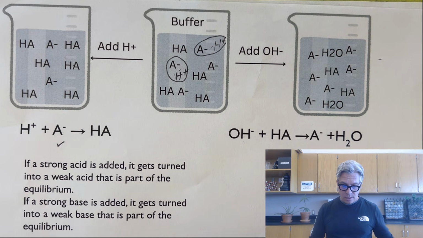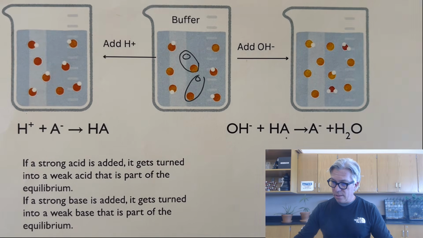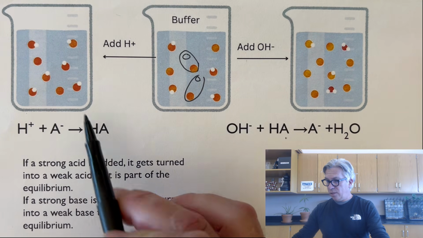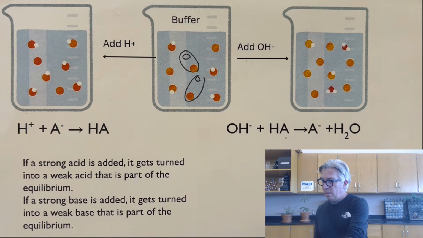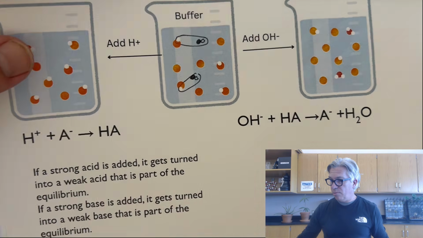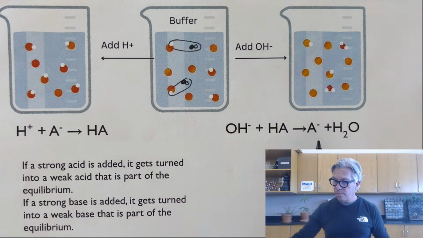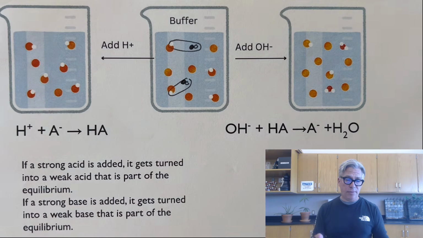Okay? And we also saw that in terms of the molecular model drawings. Adding more protons, they react with the anion to make more HA. Adding more OH minus reacts with the acid to produce more water and some anions that are there. Okay, general ideas about buffers. We've done some calculations already earlier.